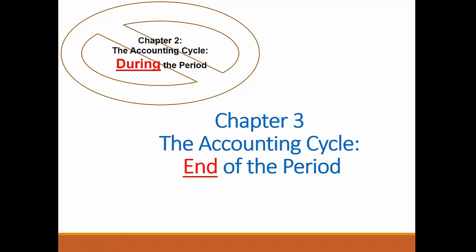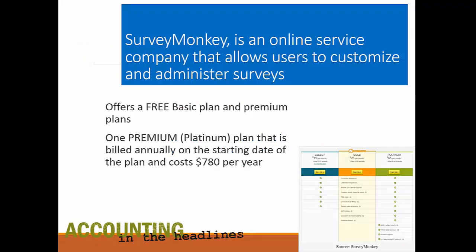I thought it might be interesting also for you to see that there's a lot of practical examples for doing things. We're going to talk about how to recognize revenue and how to make adjustments for the revenue that maybe we've earned and haven't gotten the cash for, or vice versa. And there's a company called SurveyMonkey. I'm sure you've heard of them before. They do online surveys. Anyway, they offer a free basic plan and a premium plan.